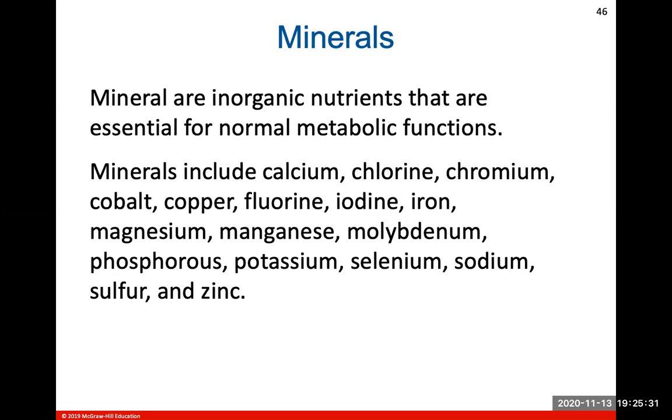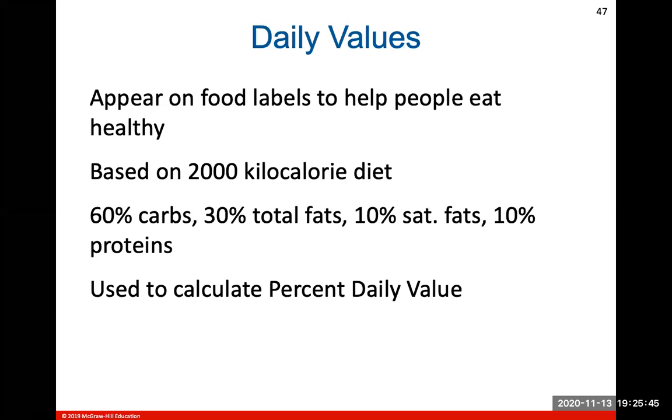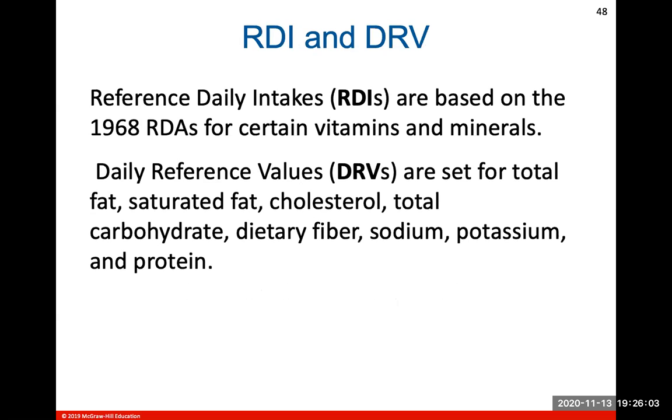Minerals then are inorganic nutrients that are essential for normal metabolic functions. And these are some of the minerals that are included: calcium, chlorine, copper, fluorine, manganese, potassium, sulfur, zinc, including others that are in that list. Daily values will appear on food labels to help people eat healthy. It's based on a 2,000 kilocalorie diet. And normally about 60% are carbs, 30% are total fats, 10% are saturated fats, and 10% are proteins. And that is used to calculate the percent daily value.